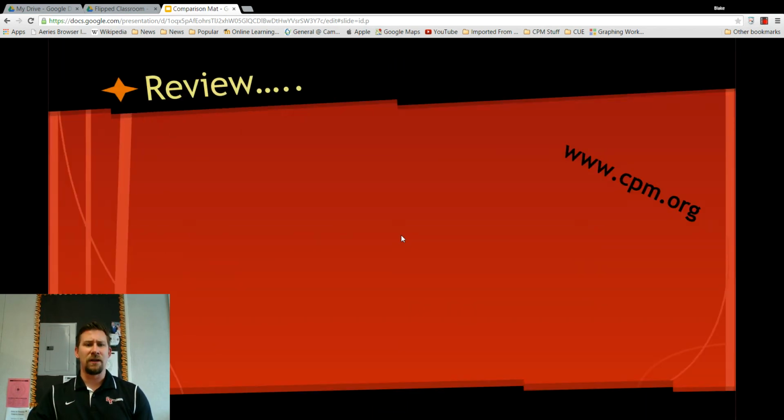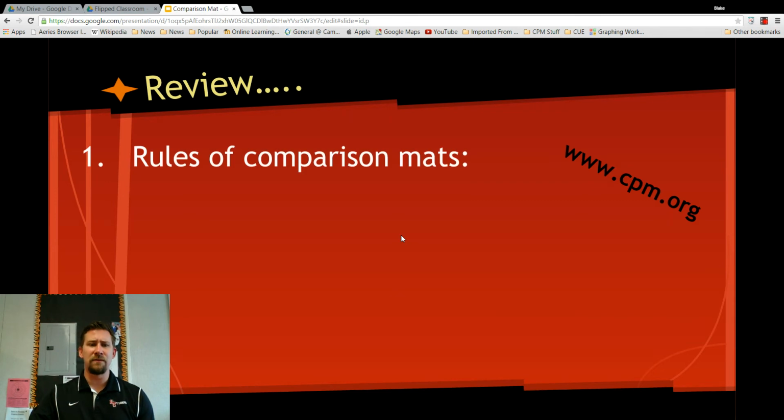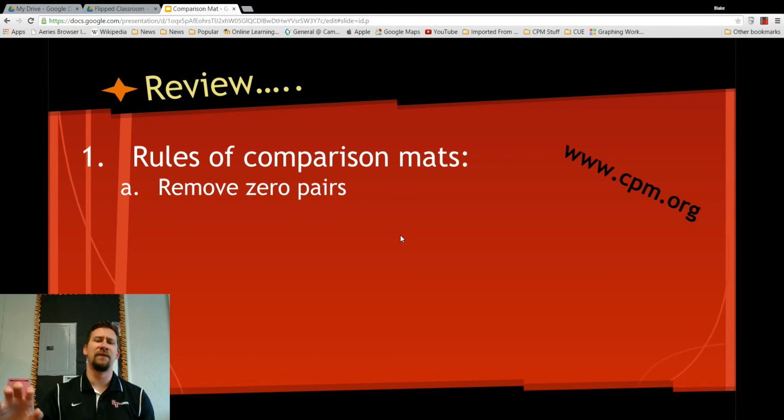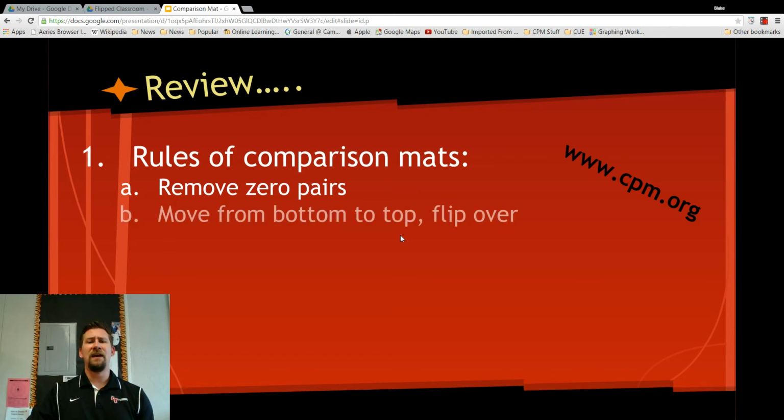So before we get started, let's review our rules. Rules of comparison mats. Rule number 1, remove 0 pairs. If you have a positive and negative tile on the same side of the mat, if you have a positive negative on the top, positive negative on the bottom, that is a 0 pair. We can remove that. If you have tiles on the bottom, we move them to the top and flip them over, the bottom being the negative side or the opposite side. We're going to move things from the bottom to the top, and we're going to flip those over.